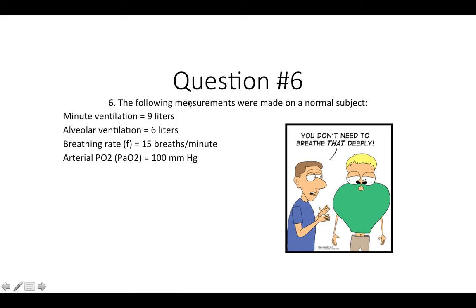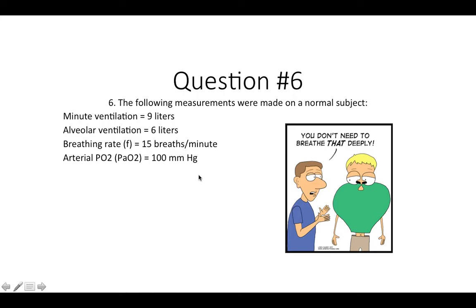So first off, you can see that these following measurements were made on a normal subject. So in 1 minute, they were able to breathe 9 liters in and out of their lungs. So that means for this particular person, 6 liters of that air was able to get into their alveoli where it could actually be exchanged. This person was breathing at a rate of 15 breaths per minute.